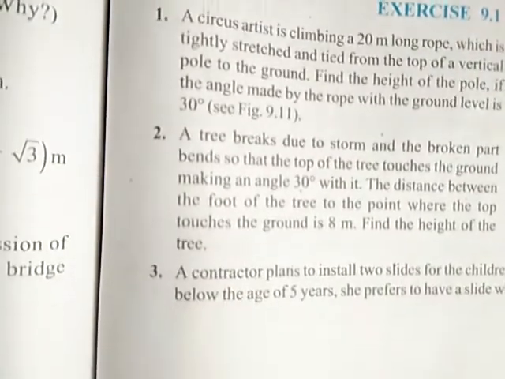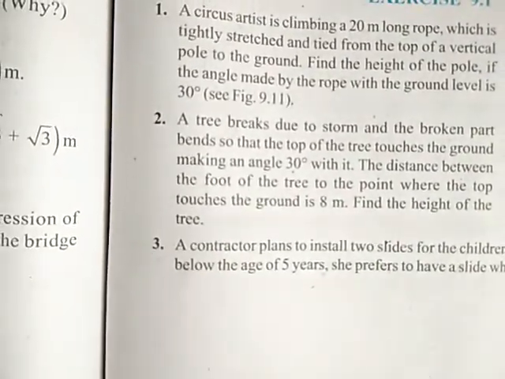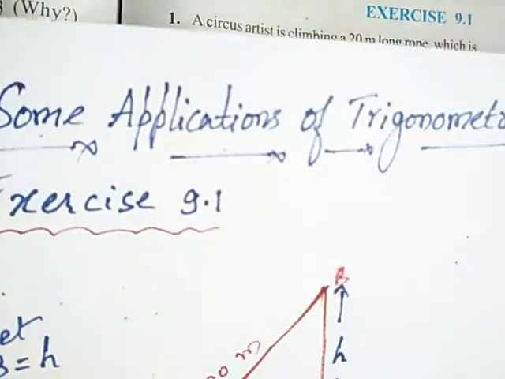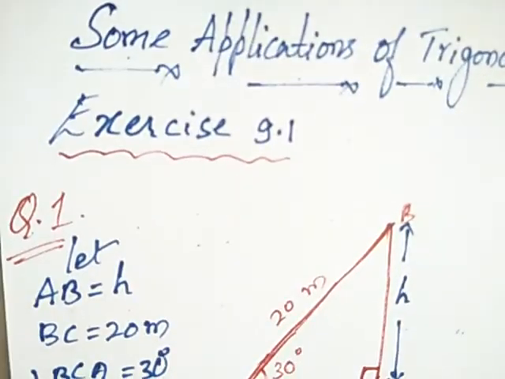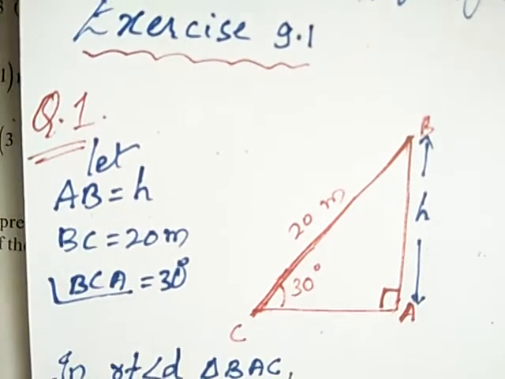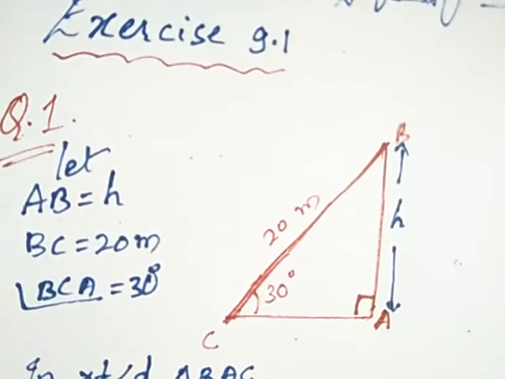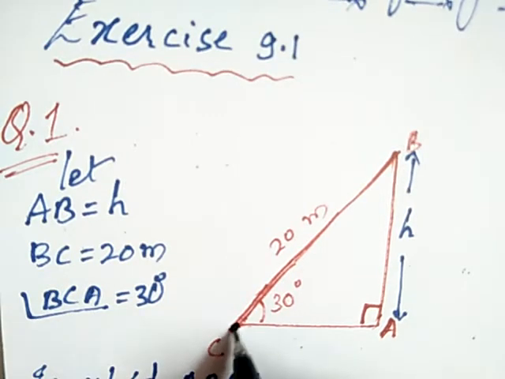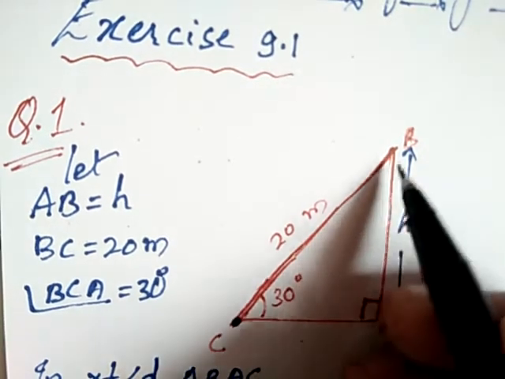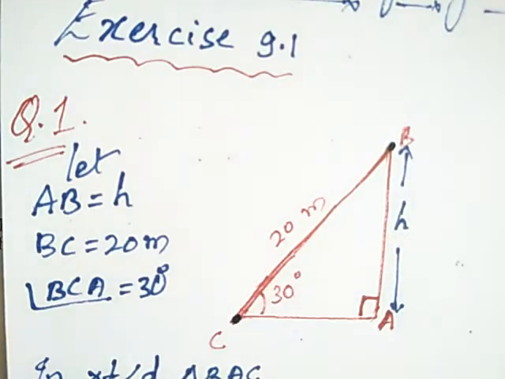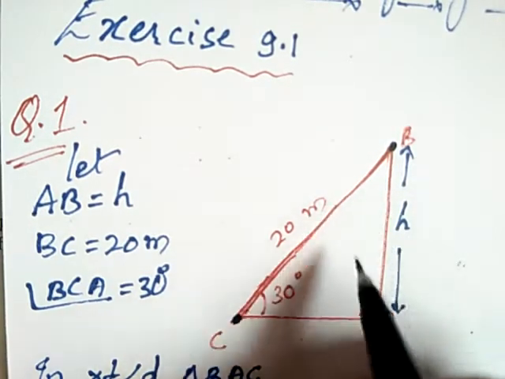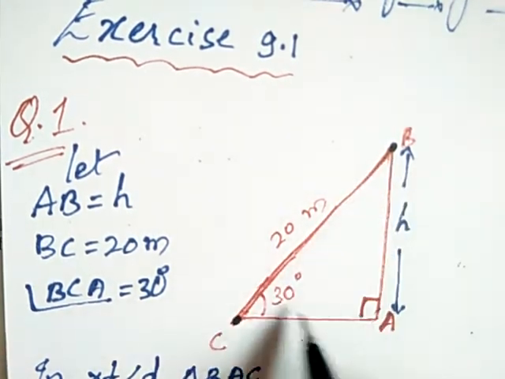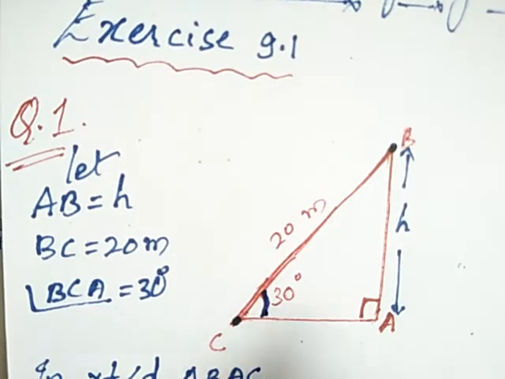See, we can draw the diagram like this. This is an application of trigonometry. So this is the pole and the circus artist will be here. From here he is climbing up to the top of the pole. This is given as 20 meters, and we need to find the height of this pole, and the angle of elevation is given as 30 degrees.